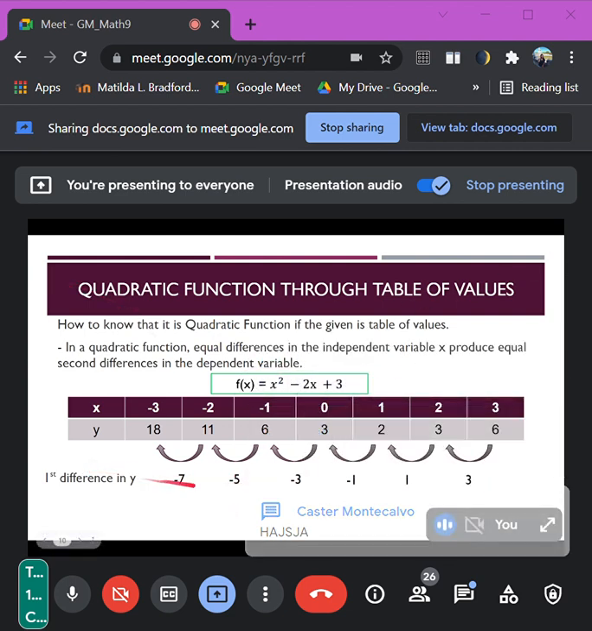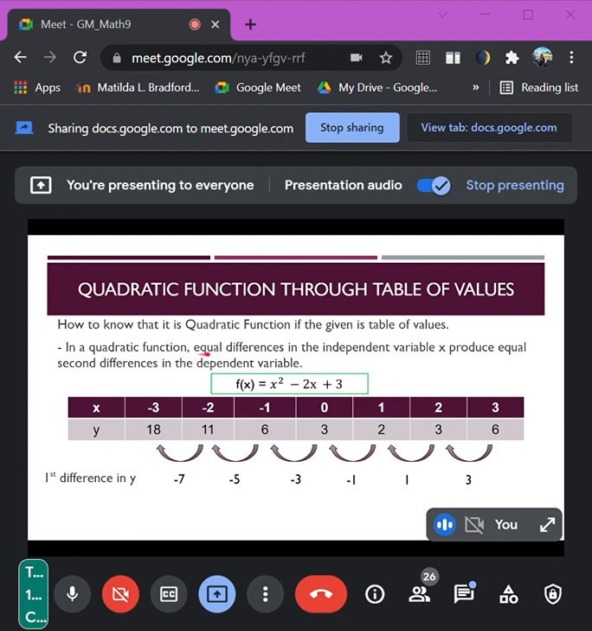And class, we cannot identify it yet, because we said there should be equal differences in the independent variable. So, that's the time we get the second differences. And in the second differences, all of them should be equal. The first differences are not equal yet: negative 7, negative 5, negative 3. So, let's look at the second differences.